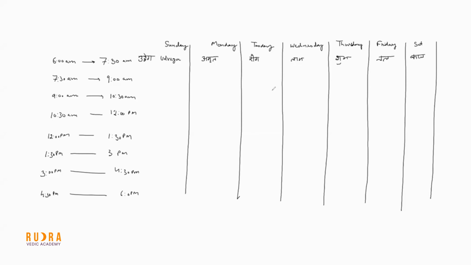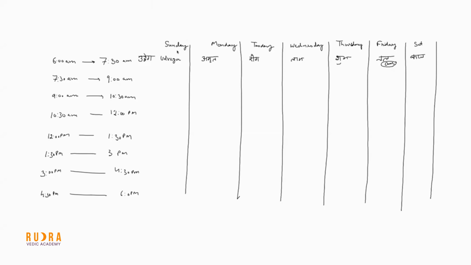Now, once you've understood this, you have to understand what is Udvega, what is Amrit, what is Rog, Labh, Shubh, Chal. Chal is also called Char. A lot of Panchangs will call Chal a Char. Okay, Char or Chal.